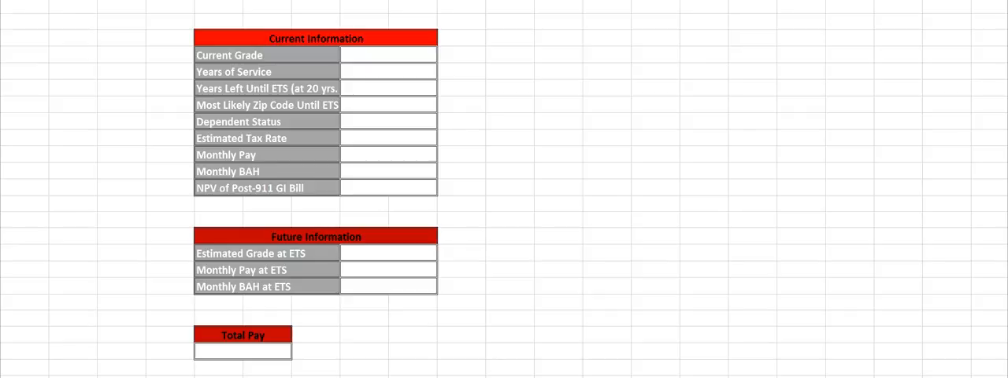9/11 GI Bill. Based on that information, we can estimate the grade at ETS, the monthly pay at ETS, as well as the monthly BAH at ETS. And at the bottom, we can calculate the total pay.